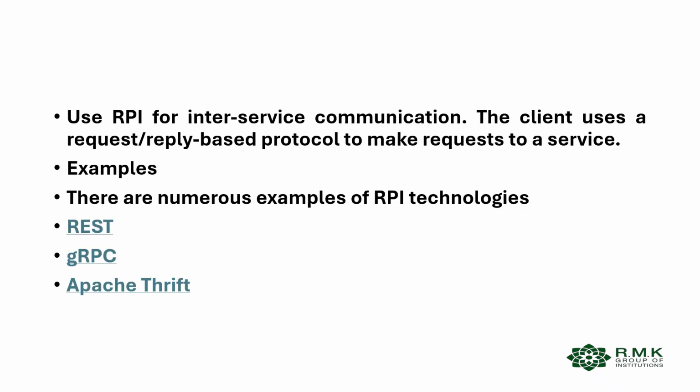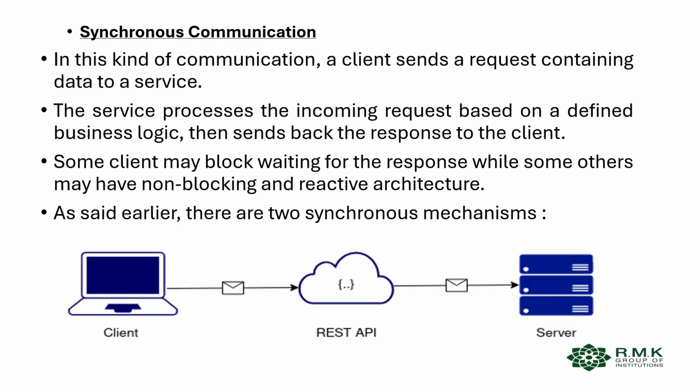Using RPI for inter-service communication, the client uses a request/reply based protocol to make the request to a service. Examples are REST, gRPC, and Apache Thrift. These three techniques are used as RPI technologies. In synchronous communication, a client sends a request containing data to a service. The service processes the incoming request based on the defined business logic and sends back the response to the client. Some clients may block waiting for the response, while others may have a non-blocking, reactive architecture.